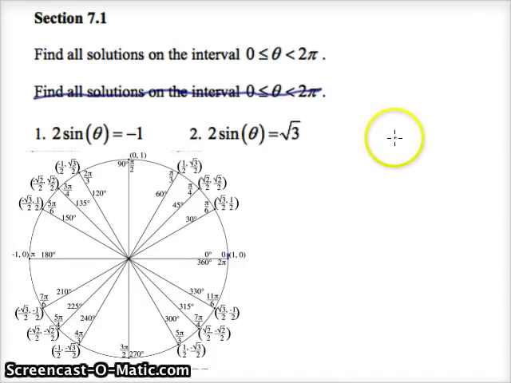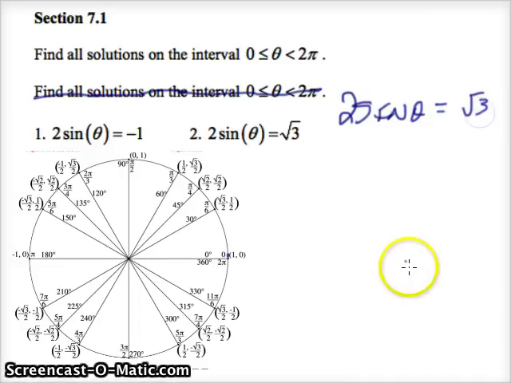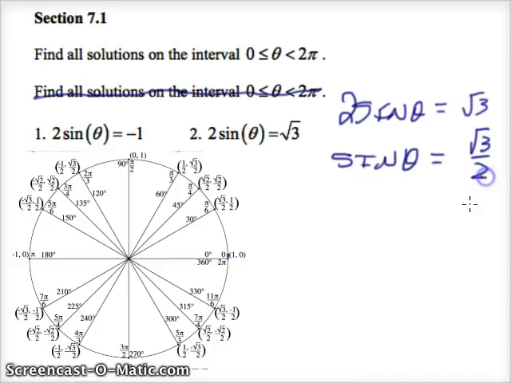All right, so let me do 2 since it's an even problem. 2 sine of theta equals radical 3. Let's solve for the trig ratio. So sine of theta is equal to radical 3 over 2. Now we've seen this enough. We know that the sine is radical 3 over 2 right here and right here. So the question is, what are those angle values?